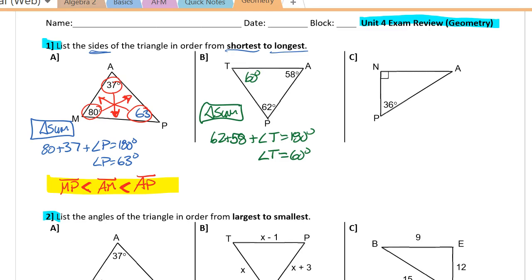In terms of listing the sides then, the smallest angle is 58, so the smallest side is TP. That is the smallest side. Next smallest side, angle 60, leaves me with side AP. And then, of course, the largest side is opposite the largest angle, so that's going to be side AT.